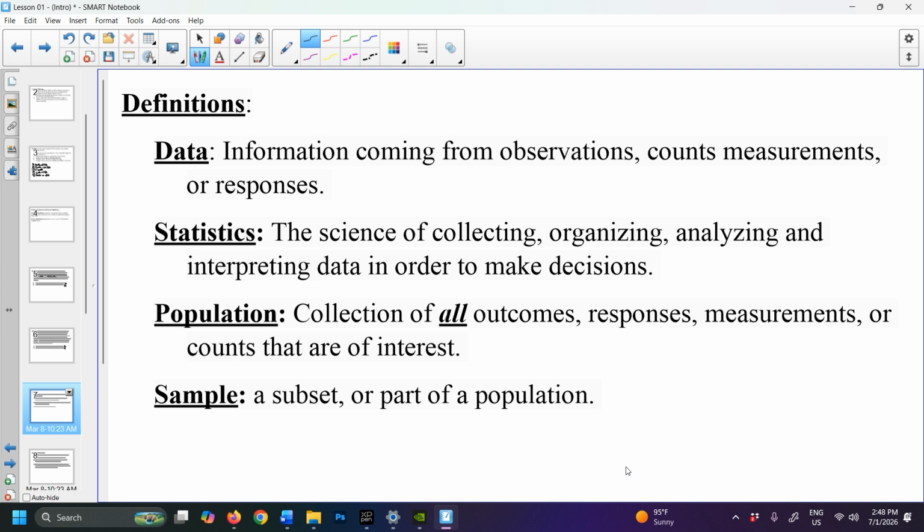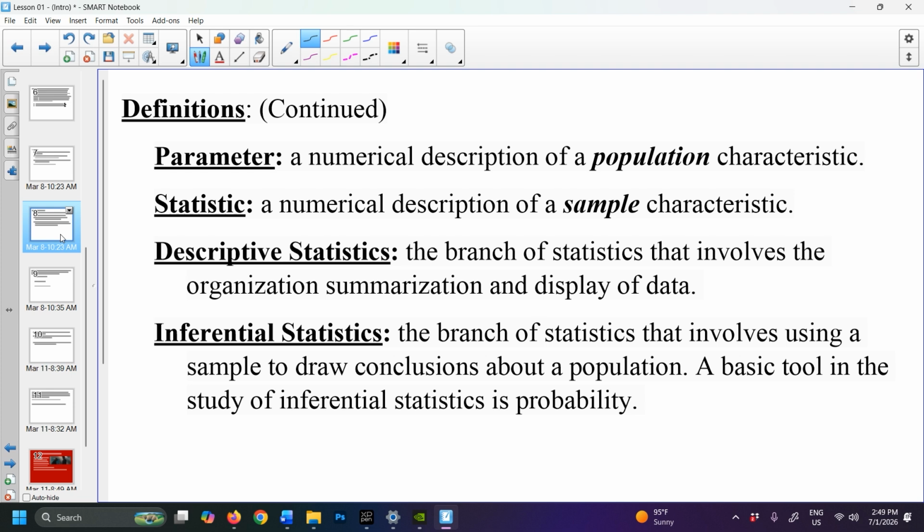All right, definitions for this lesson. First, data. Information coming from observation, counts, measurements, or responses. Statistics, the science of collecting, organizing, analyzing, and interpreting data in order to make decisions. Population. A population is a collection of all outcomes, responses, measurements, or counts that are of interest. And a sample is a subset or part of a population. Definitions continued. A parameter is a numerical description of a population characteristic. A statistic is a numerical description of a sample characteristic.